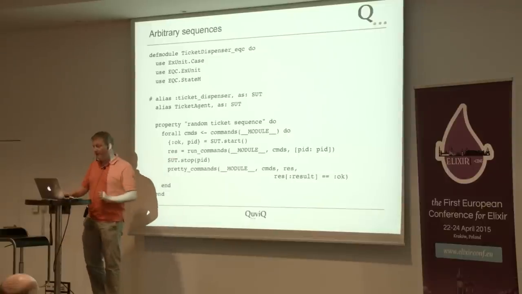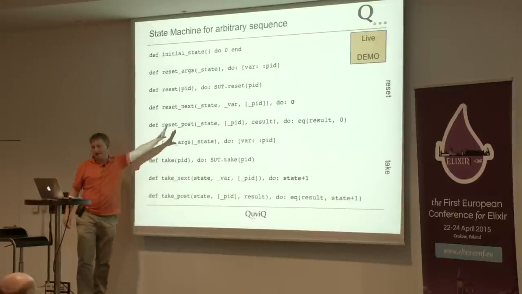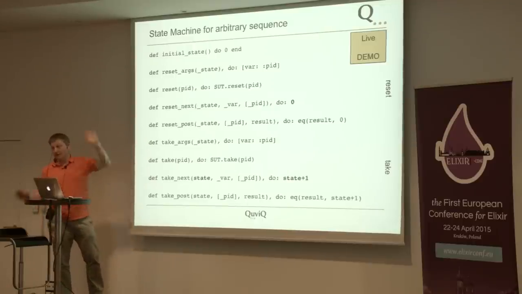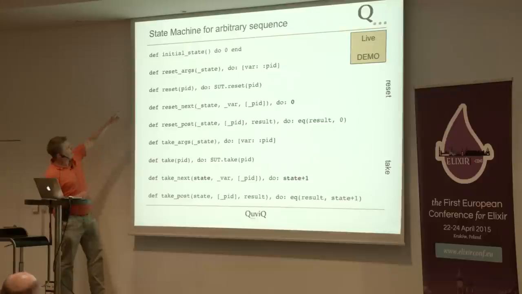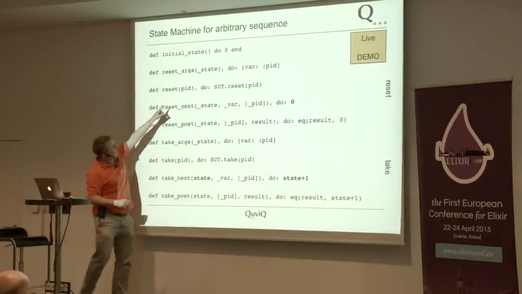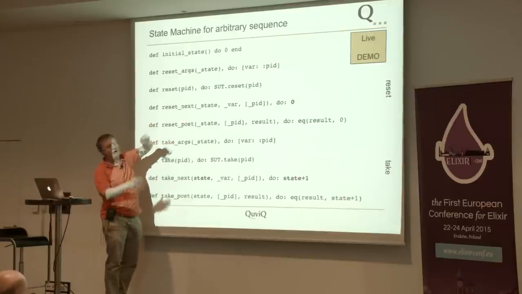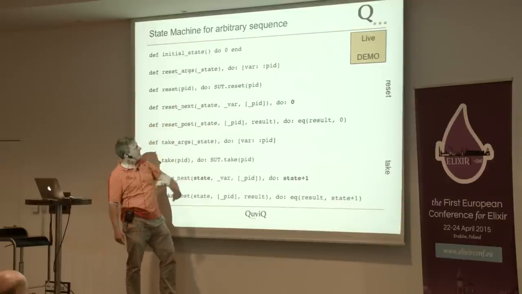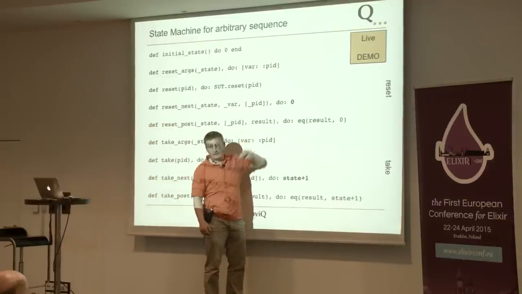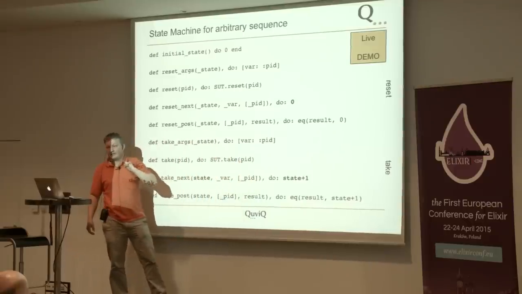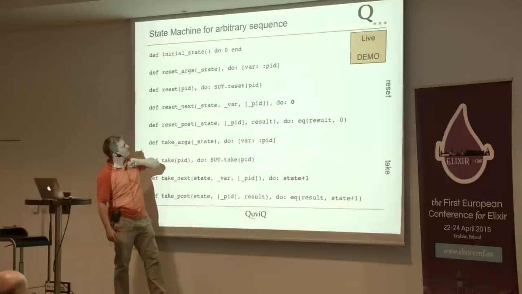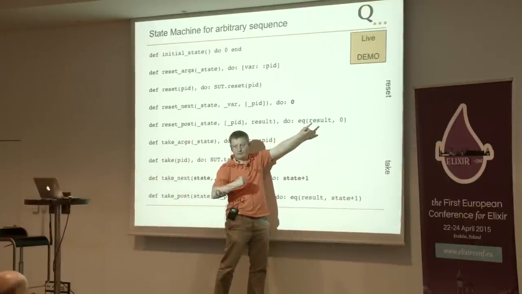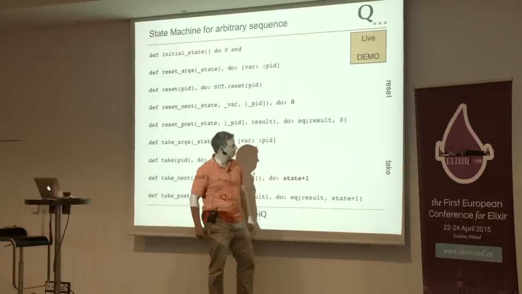This is my property. My command generator looks like this. It's one slide. It's quite some text, but initial state is 0. I start in initial state 0. Okay? If I do a reset, my argument for the reset is the process identifier, so I have to take that from the state. I have to put in a bit, and I switch to 0 in my model when I have done my reset. Reset will reset the state to 0. And the post condition is that I actually output a 0 when I call reset. I get a 0 back.